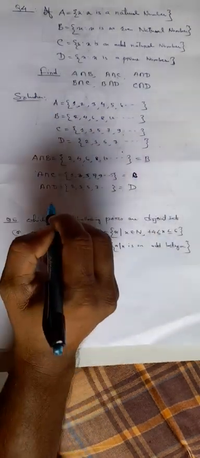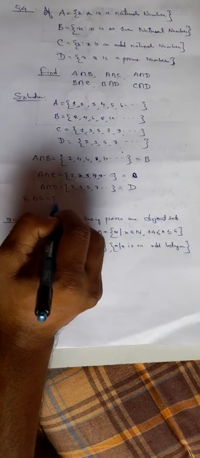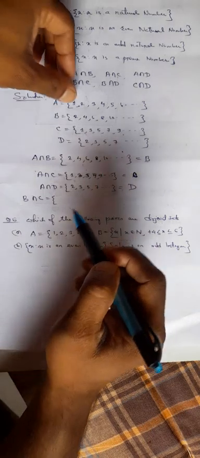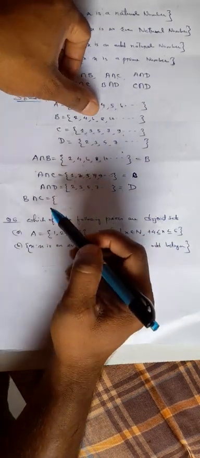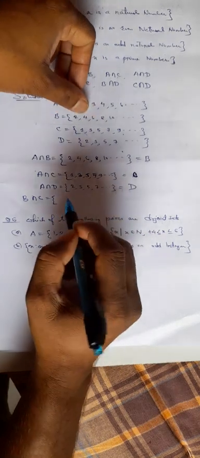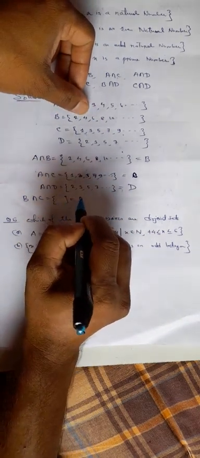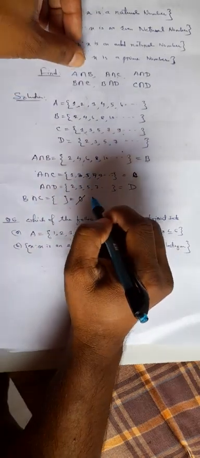Now let us find B intersection C. What is B intersection C? B is the set of even numbers. C is the set of odd numbers. So there is no common element here. That means B intersection C equal to null set.